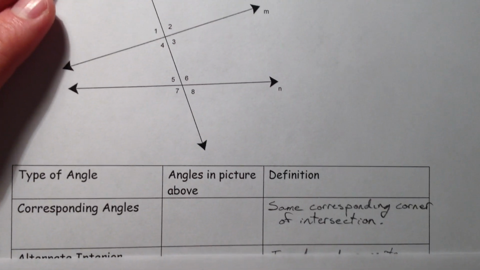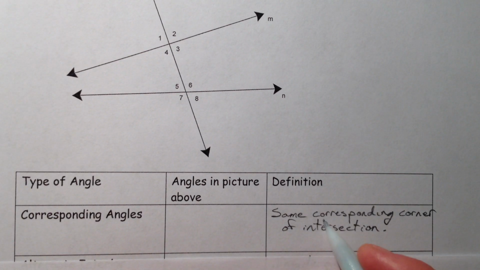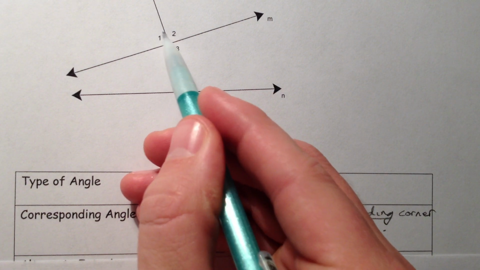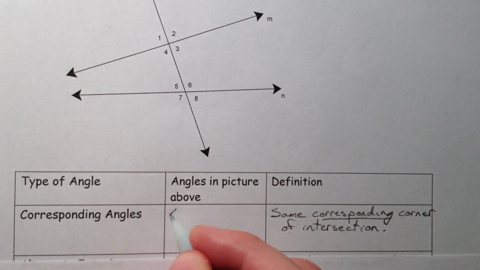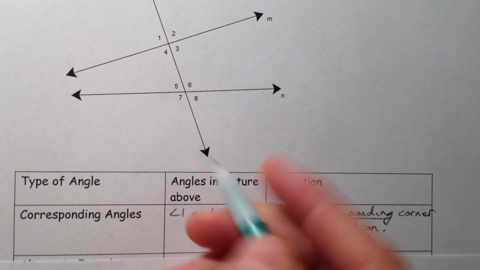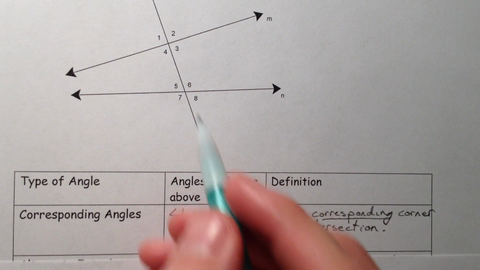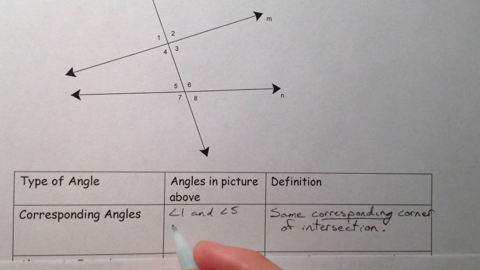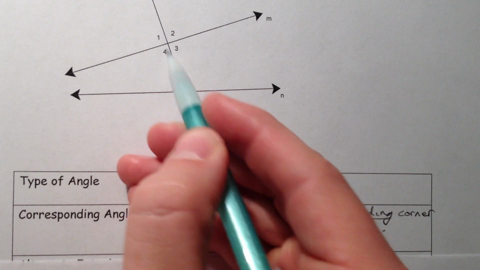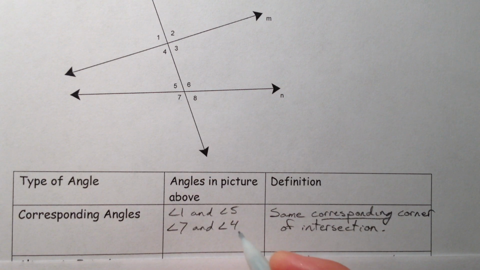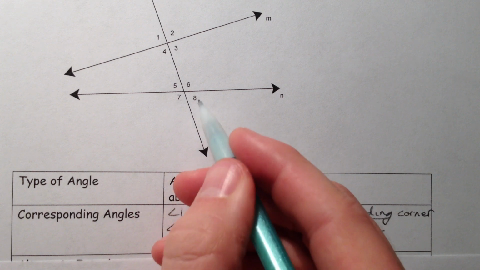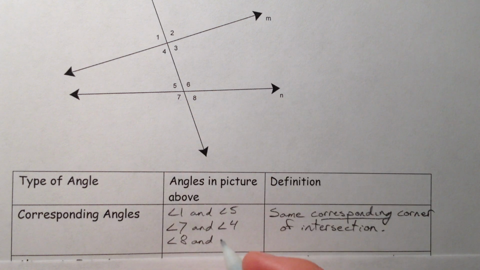Corresponding, the best definition I can think of is that they are in the same corresponding corner of the intersection. So notice how one is in the top left corner. So angle one is corresponding in the same top left corner is angle five. And seven, angle seven in the bottom left corner, so angle four. We've got angle 8. Also angle 8 is in the bottom right, so angle 3 is in the bottom right.